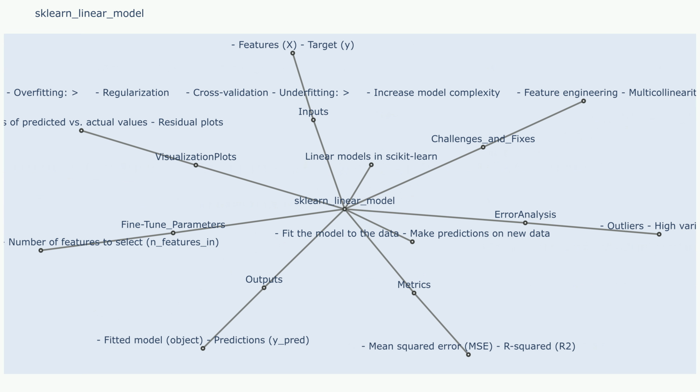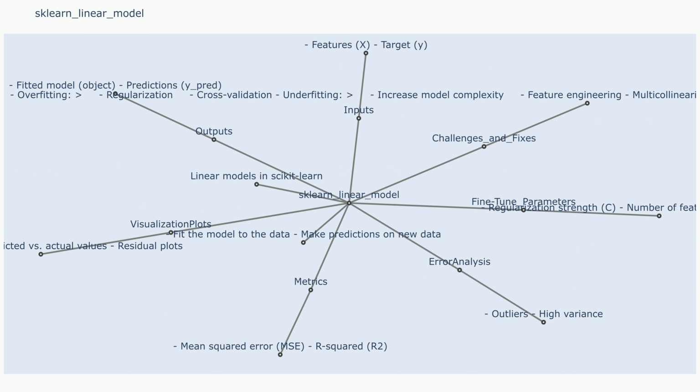Outputs. Model: an instance of the trained linear model, containing the learned parameters. Predictions: the model's predictions for new data points. Steps. Model selection: choose the appropriate linear model based on the problem type, regression or classification, and the characteristics of the data. Model training: fit the chosen linear model to the training data (X, Y) to learn the parameters that best describe the relationship between features and target. Model prediction: use the trained model to make predictions on unseen data.